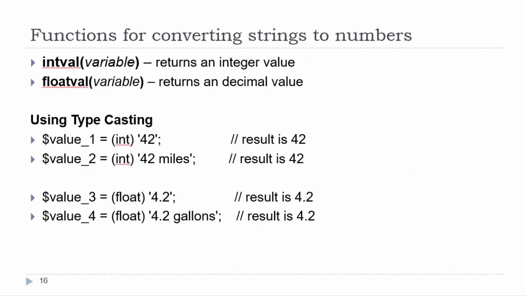PHP is a loosely typed language, meaning it interprets the data type based on how it's being used. There are times when we need to change the data type. If you needed to change a data type to an integer, the int_val function. If you needed to change it to a float, we have the float_val function. You also can use what is called typecasting.